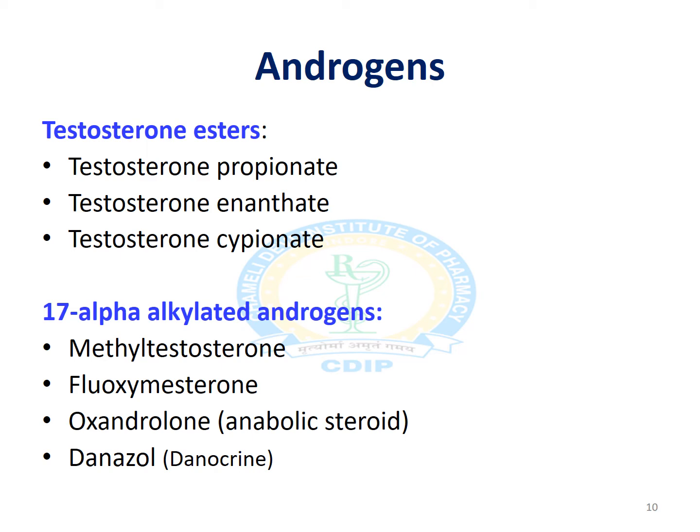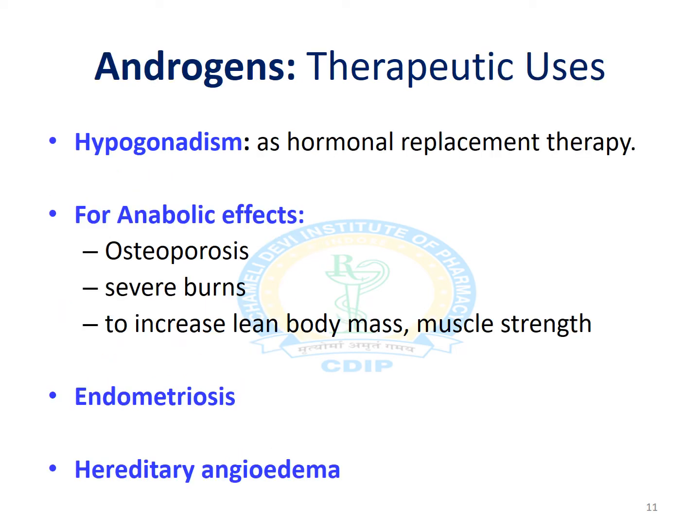Also, the 17-alpha-alkylated androgens are there, that is methyltestosterone, fluoxymesterone, oxandrolone, and danazol, which is also known as Danocrine. Basically, androgens are used in hypogonadism as hormone replacement therapy, and they are also used in osteoporosis, severe burn cases, and to increase body mass and muscle strength in males. They are used for endometriosis treatment and hereditary angioedema-like conditions.